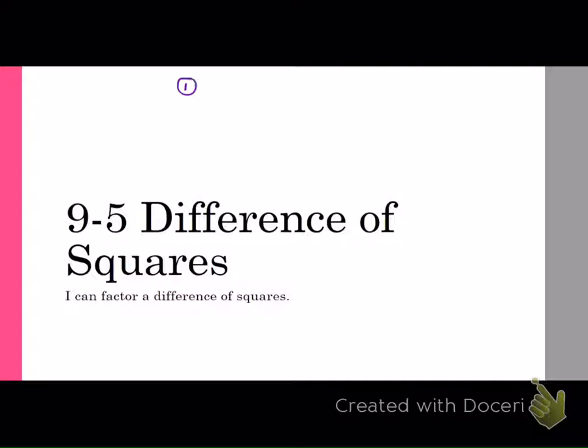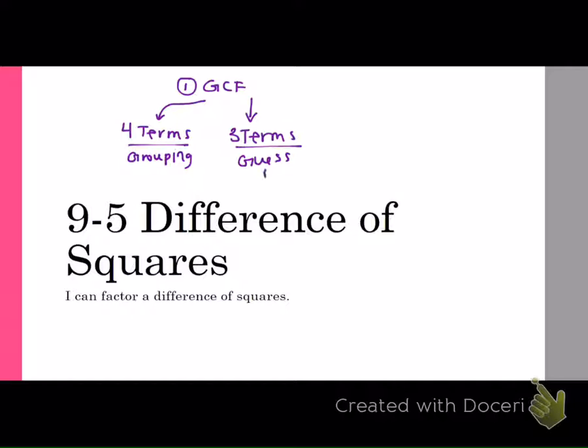So the first step is always to look for a GCF. From there, if we have 4 terms, we are going to group. We talked about grouping again on Friday when I went over your homework with you. Remember I did a grouping problem with you guys? If it has 3 terms, you're going to do guess and check, which is what we've been doing for the last 3 days. Today, we are going to learn our 2 terms. If you have 2 terms, you're going to use difference of squares.